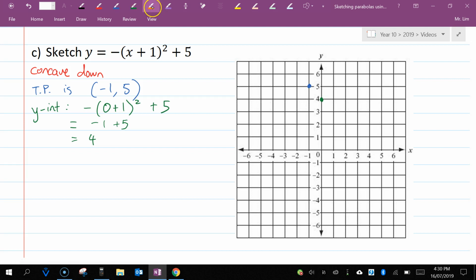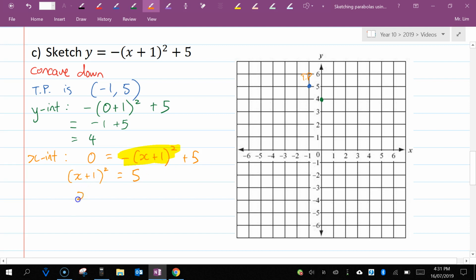Now, because it's concave down, and that's the turning point right here, we know it's going to go something like that, which means it will cut the x-axis, so there will be 2 x-intercepts. We just need to work out what they are. For the x-intercepts, we let y equal 0: minus (x plus 1) all squared plus 5. Because this bit here is negative, I'm just going to move it to the other side by adding it. So that gives me positive (x plus 1) squared is equal to 5.